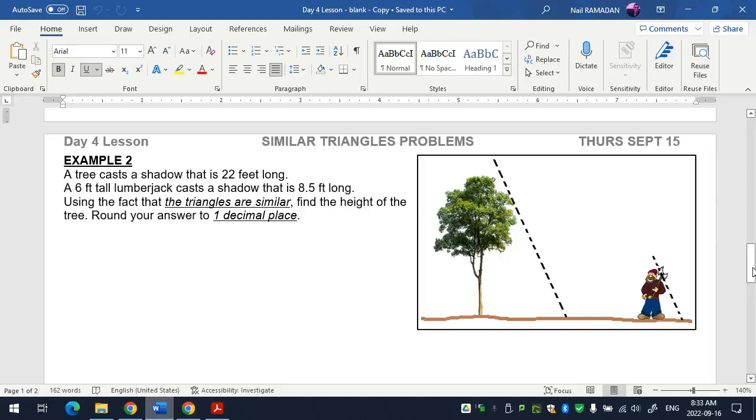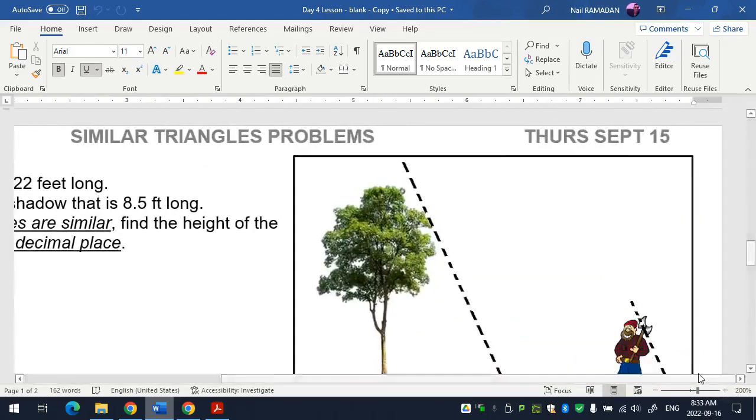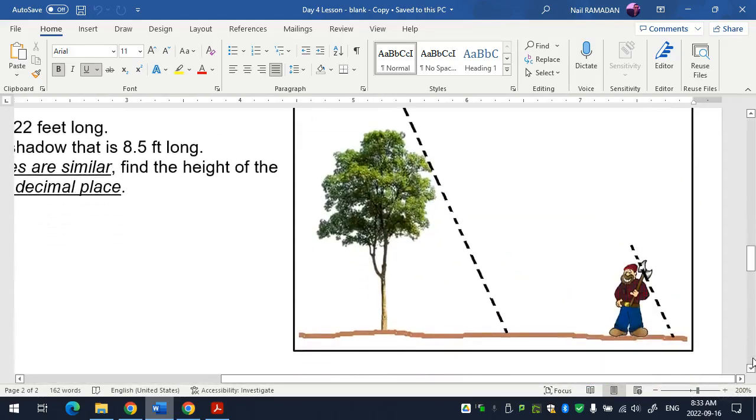We have a tree, and it casts, which means makes, a shadow. So a tree makes a shadow, which means the sun is definitely out. The shadow of the tree is 22 feet long. So that means the shadow of the tree right here. Obviously, the shadow begins from the base of the tree all the way to this.